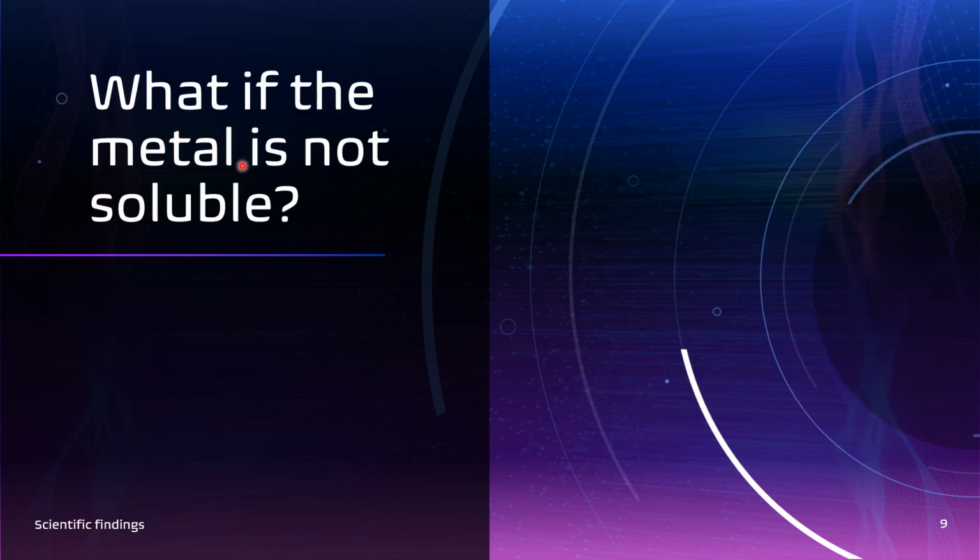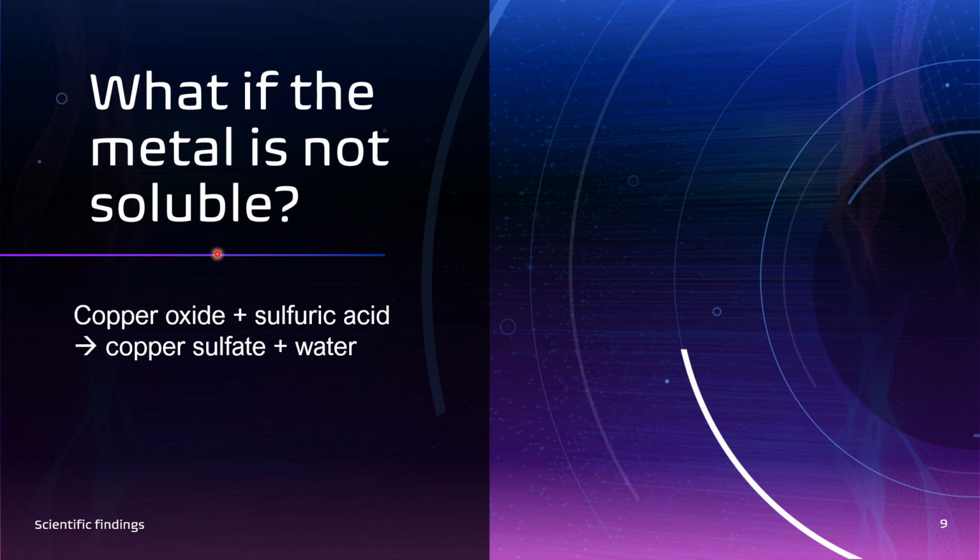Now what if the metal oxide is not soluble? For example, iron oxide and copper oxide. They do not form alkalis, but they can still react with acids to form salts. For example, copper oxide plus sulfuric acid produces copper sulfate and water. Here is the formula.